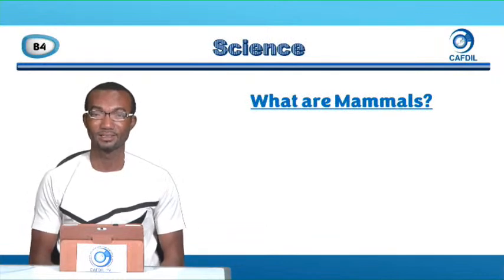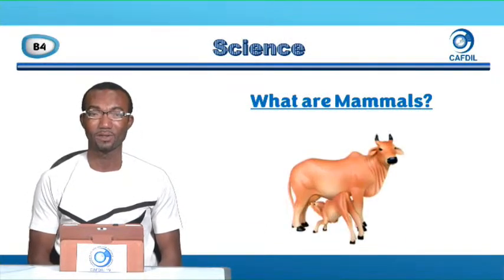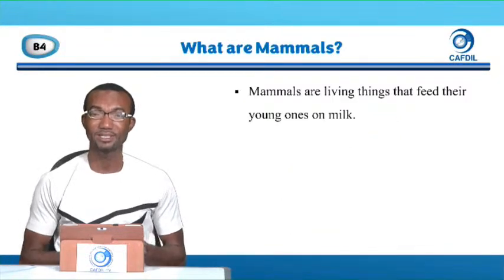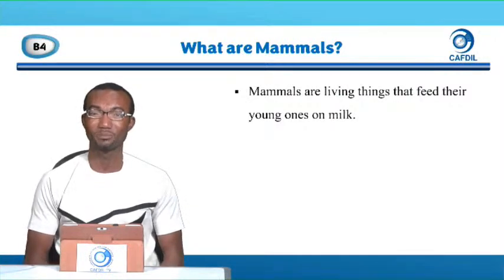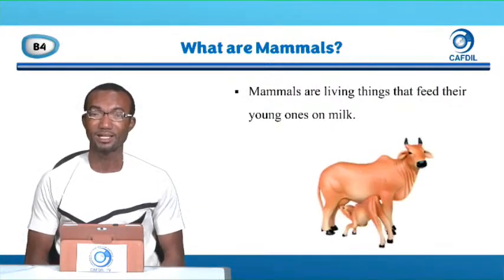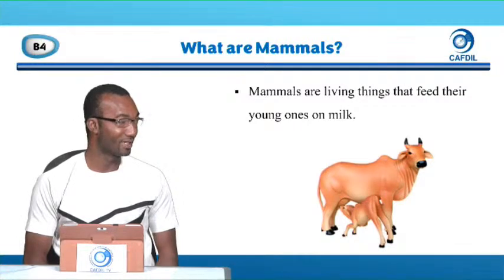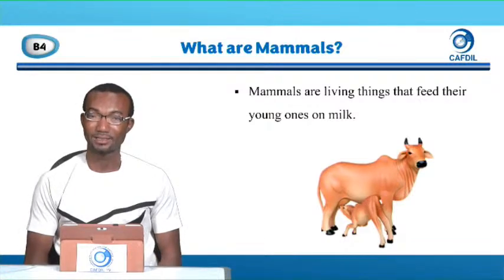Let's begin the lesson, kids. What are mammals? Mammals are living things that feed their young ones on milk. So if you look at the cow there, the young cow called the calf is feeding from the mother's udder. The calf is feeding on milk from the mother's udder.